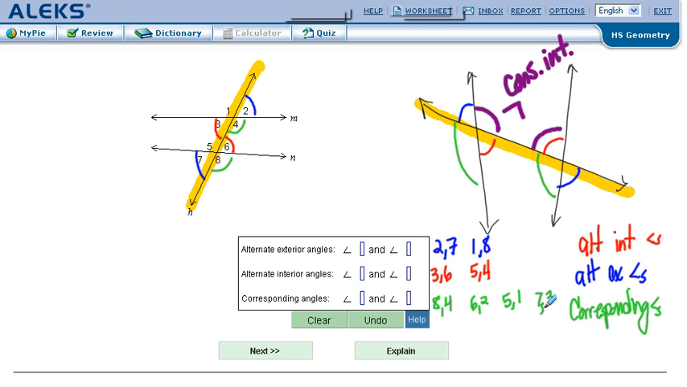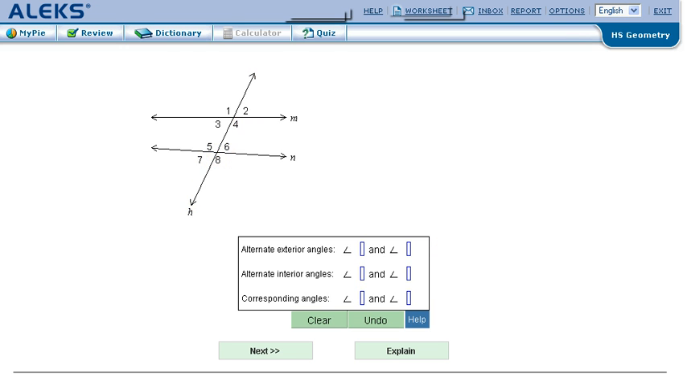For Alex, it only wants one set. I've given you all the possible pairs. So for the first one, we want alternate exterior angles, so that's going to be 7 and 2, or 2 and 7. Then we want a set of alternate interior angles, that would be 3 and 6, or 5 and 4. And then corresponding angles, 8 and 4 would be a set.